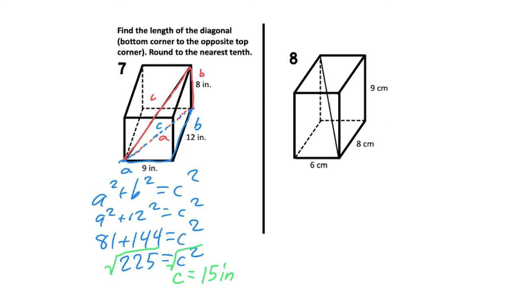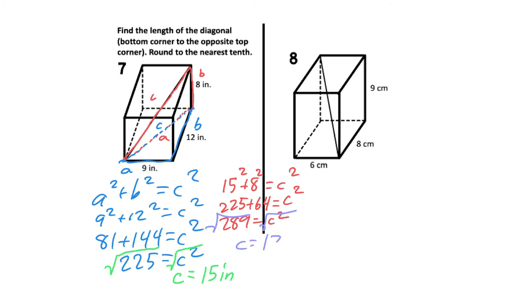Now our legs are going to be 15 and 8, and we need to find the hypotenuse. So 15 squared plus 8 squared is 225 plus 64, which gives us 289, and when we take the square root of that, we get 17. So the diagonal of the box from bottom corner to opposite top corner is 17 inches.